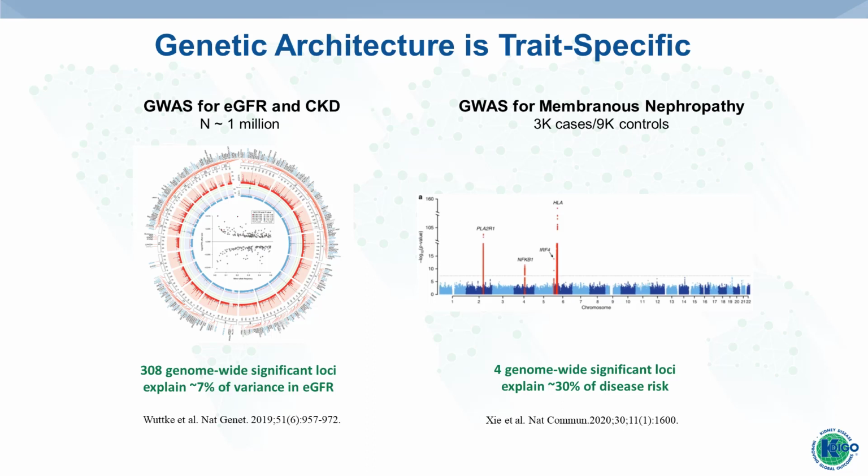So perhaps the GWAS for EGFR requires more of a genome-wide approach to capture all of these small effects across the genome. Perhaps a GWAS for membranous nephropathy to model nephropathy risk requires more targeted approach, where only the top genome-wide significant loci are actually modeled for the prediction of risk.